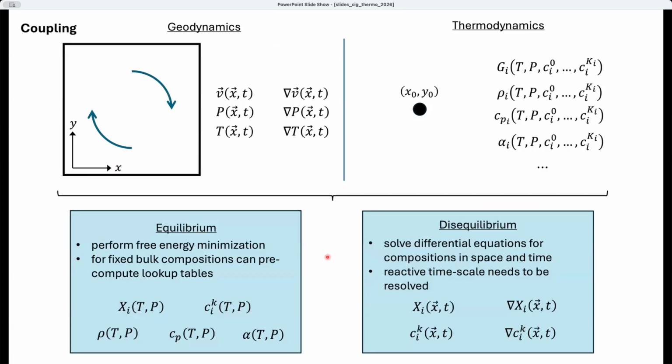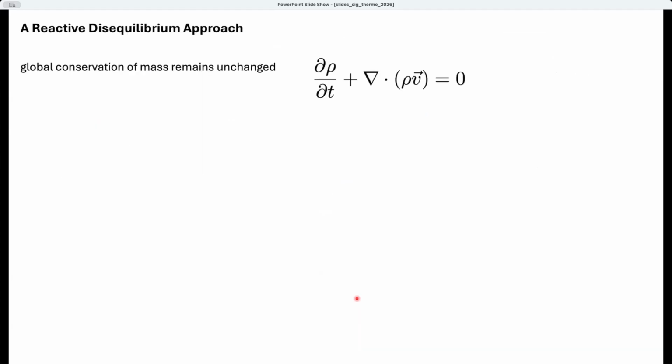So everything I just showed was still a sort of a thermodynamic calculation, was still over here. And we can use those tools of ThermoEngine to generate sort of equilibrium assemblages and to couple using sort of traditional lookup table approaches, for example, into our geodynamic models. But I'm more interested in the sort of disequilibrium side of this, the reactive disequilibrium models. So I'd like to look at what changes in our geodynamic model when we're interested in approaching this from a disequilibrium perspective.